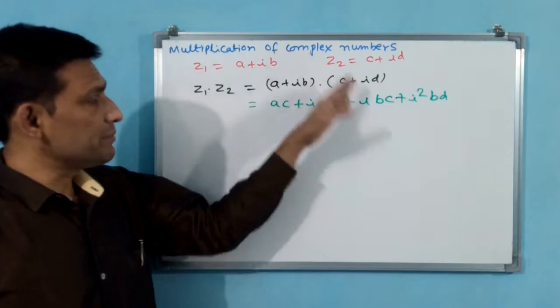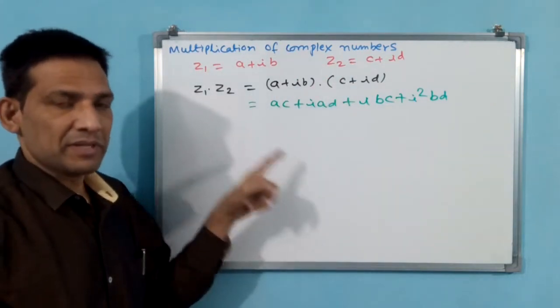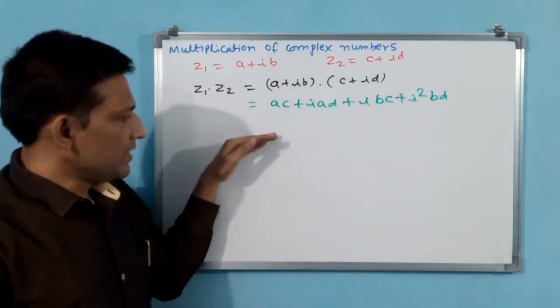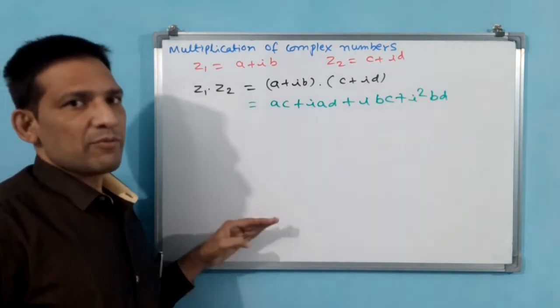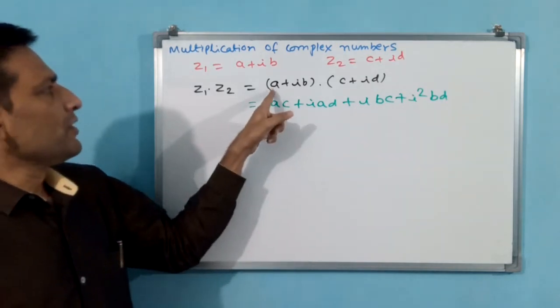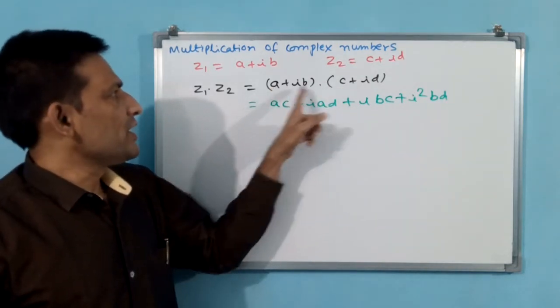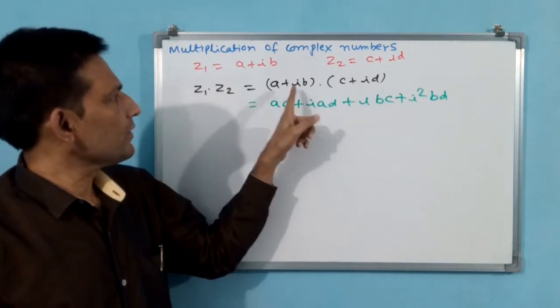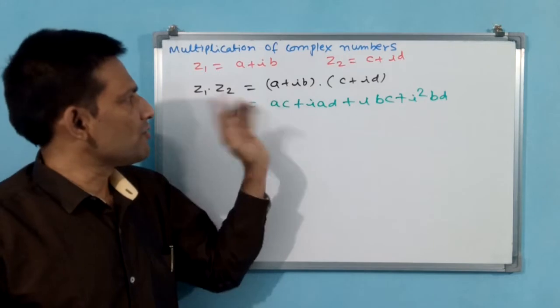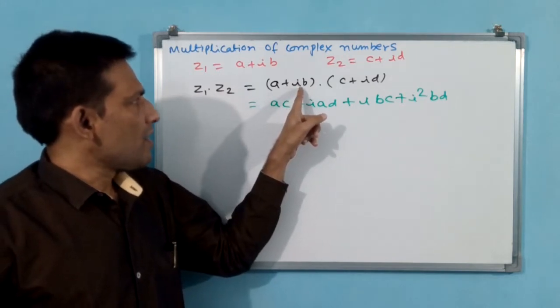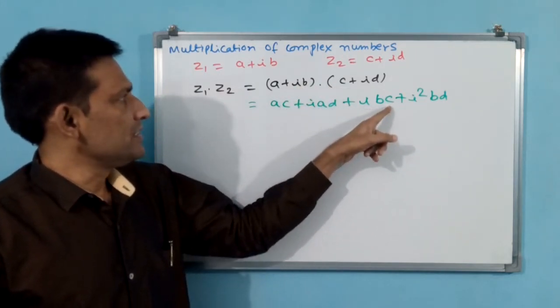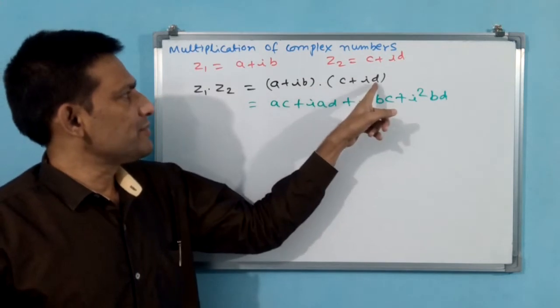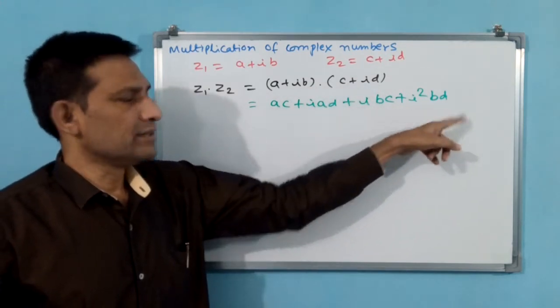Why? Because you are seeing multiplication of complex numbers for the first time, you have to understand carefully. A little bit more steps I am going to make. a into c, ac. a into id, iad. Next, with a over, now ib. ib into c, ibc. ib into id, i square bd.